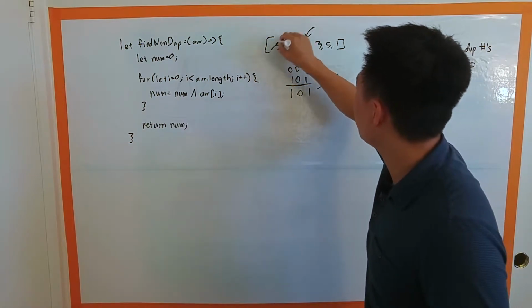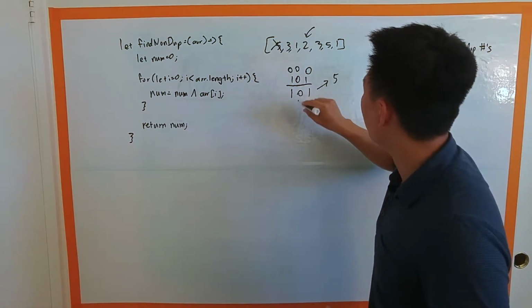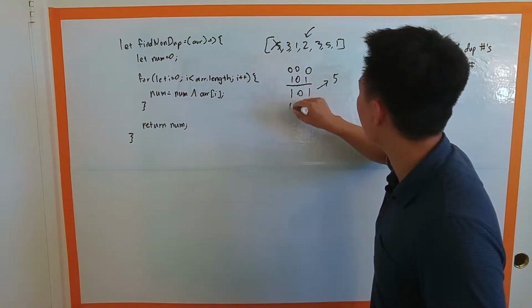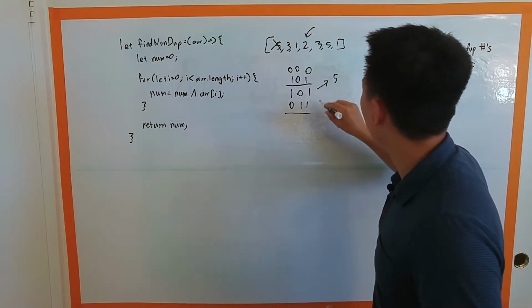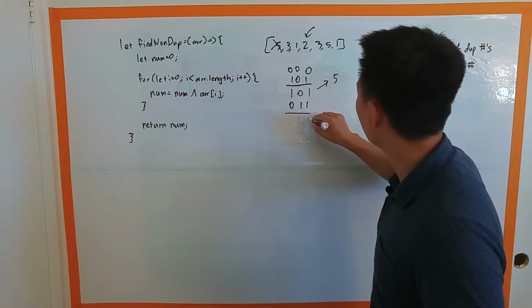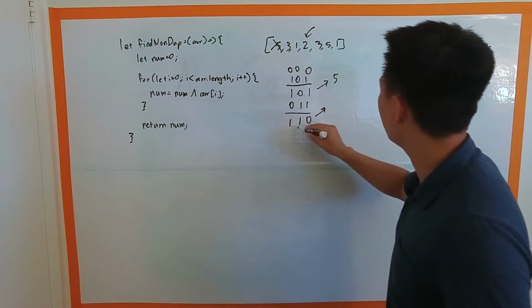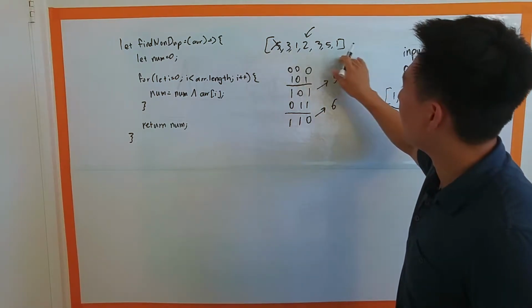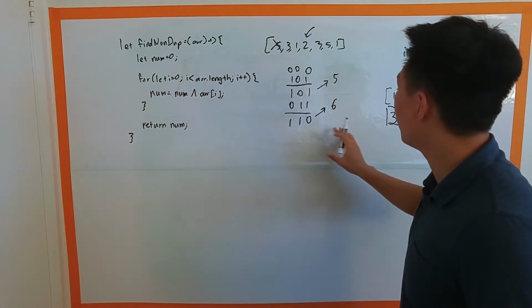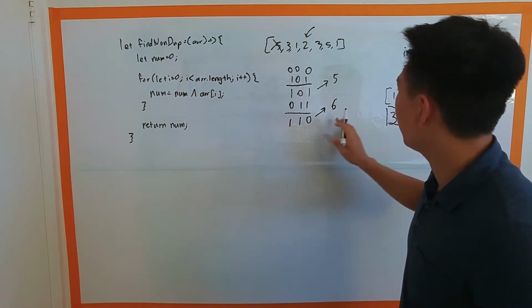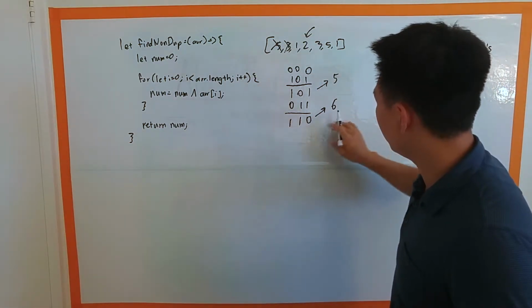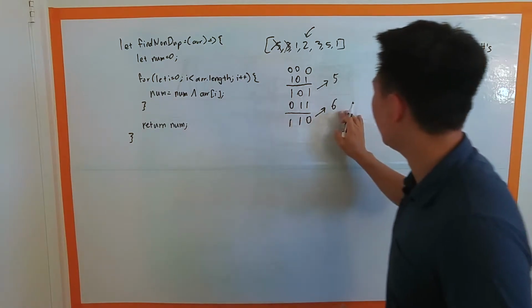And so now we did that. And now we do the 3, which is going to be 0, 1, 1. And so we XOR this guy, it is 0, 1, 1. And this looks like 4, 2, so that looks like 6. And we don't even have a 6 in here, but that doesn't matter. This is just what is happening in our XOR. And so num is 6.